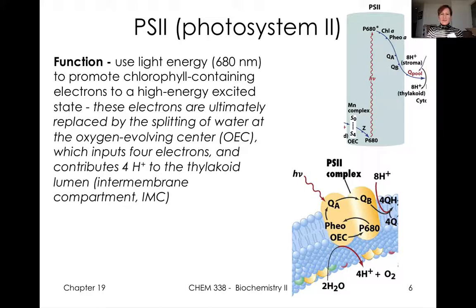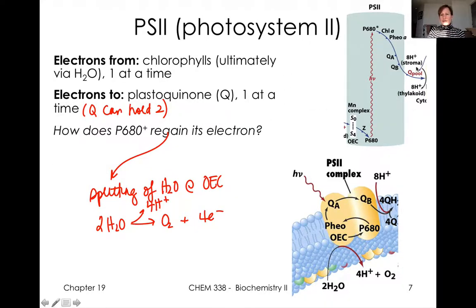But again, electrons start in photosystem 2 with that P680 chlorophyll. They're excited by light, and then they pass through a series of carriers onto our plastoquinone. We again have 4 protons that are going to be pumped, or introduced, to the thylakoid lumen. That's that intermembrane compartment, again moving them out of the stroma. And again, the electrons end up at this plastoquinone, our Q analog here.